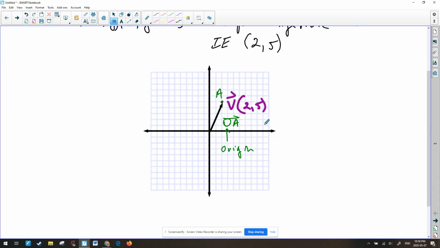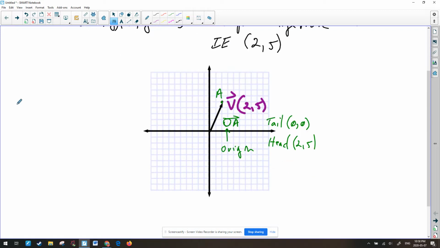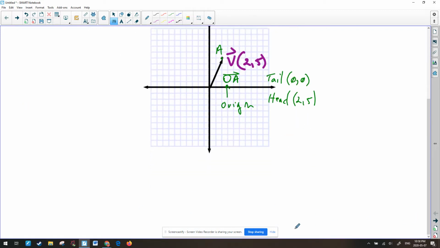So for this OA vector, it has a tail that's at the origin, so 0, 0. And then it's got a head that's at 2, 5. Right? There it is. So that is in R2. Nothing mysterious about that, right? Easy peasy. Let's kick it up a notch, children.